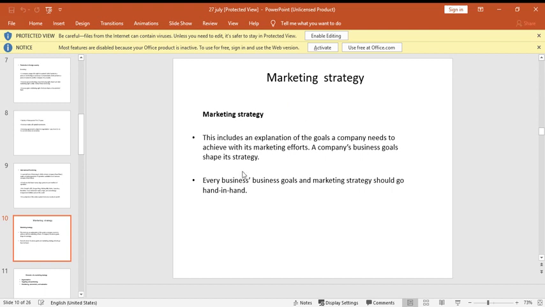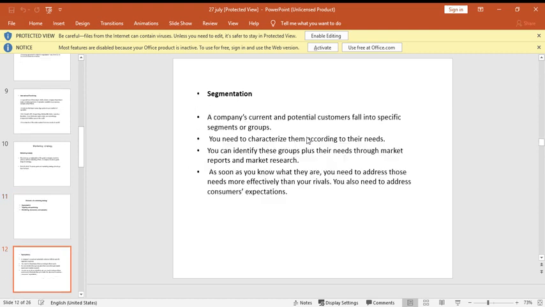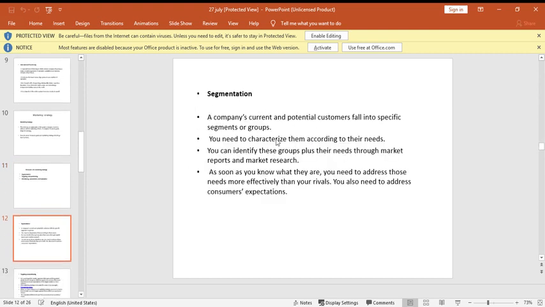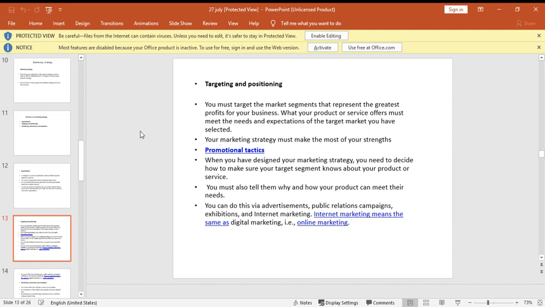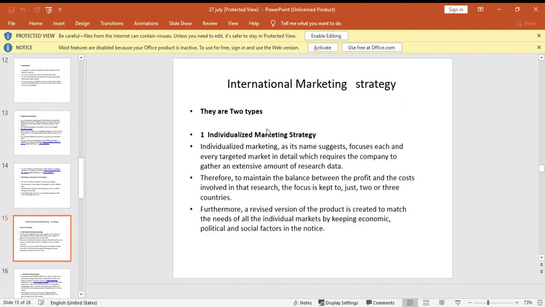What is marketing strategy? It includes an explanation of the goals our company needs to achieve with its marketing efforts. A company's business goals shape its strategy. So there are three elements: segmentation, targeting and positioning, and monitoring, assessment and evaluation. A segment is nothing but a group. By taking segmentation, targeting and positioning, monitoring and assessment and evaluation, the marketing strategy can be done.